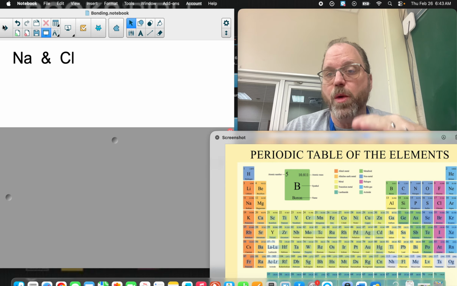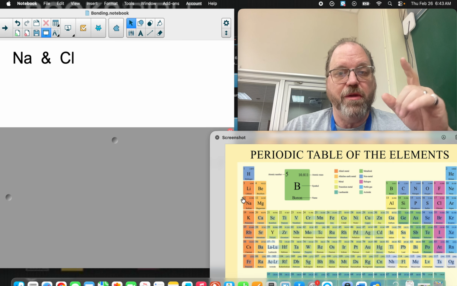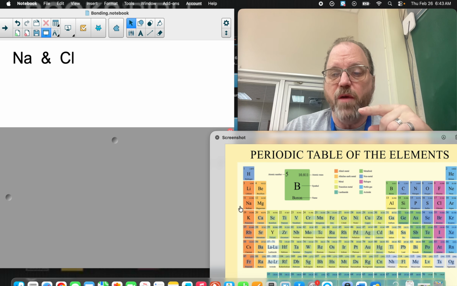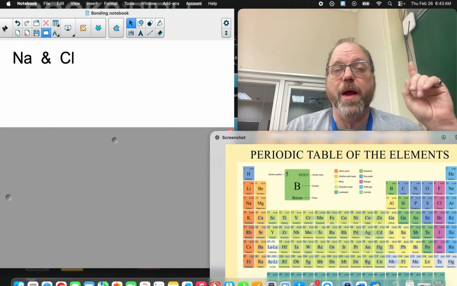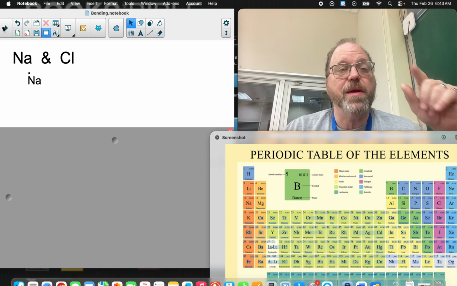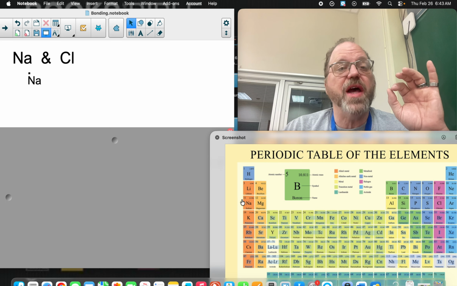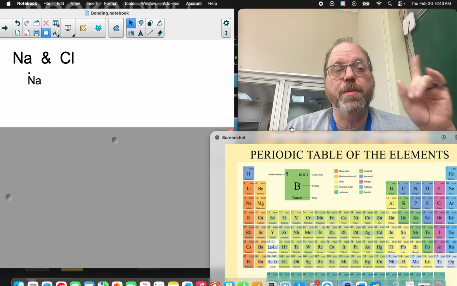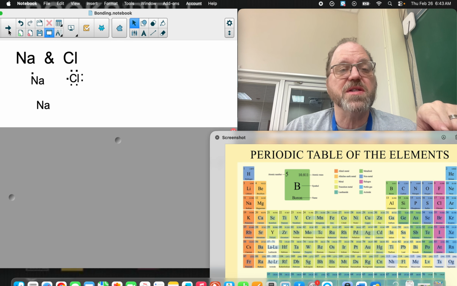So here we have sodium and chlorine. First thing you need to do is determine how many valence electrons sodium has. On the periodic chart, right over here, we see that sodium has one valence electron, so we put 1 dot right there. And then chlorine has 7. It's over here on the side, 7. So we put 1, 2, 3, 4, 5, 6, 7.